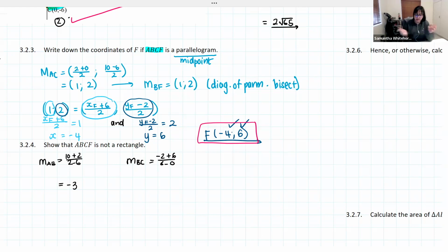Sorry, it's not looking great. Fix that 6 in the denominator. And you get a gradient of 2 over 3.